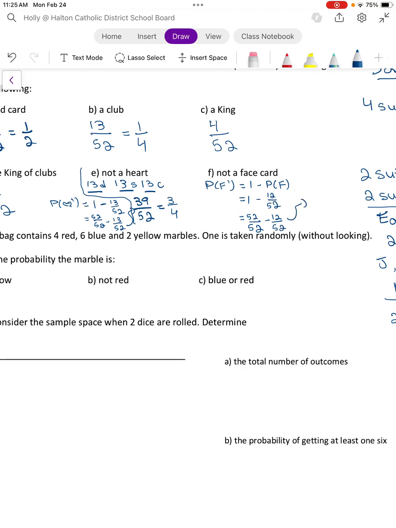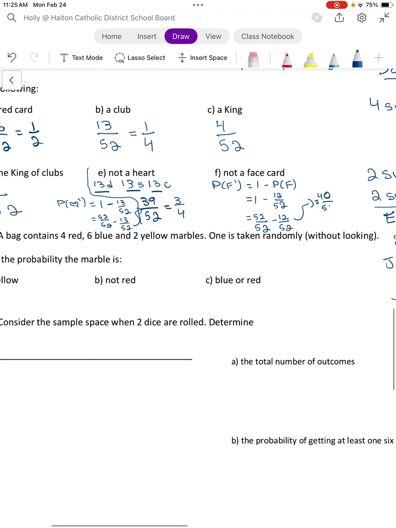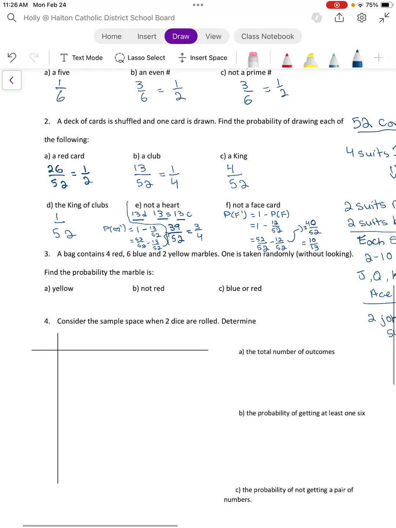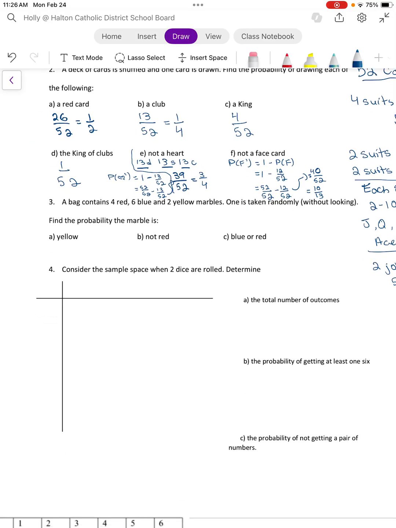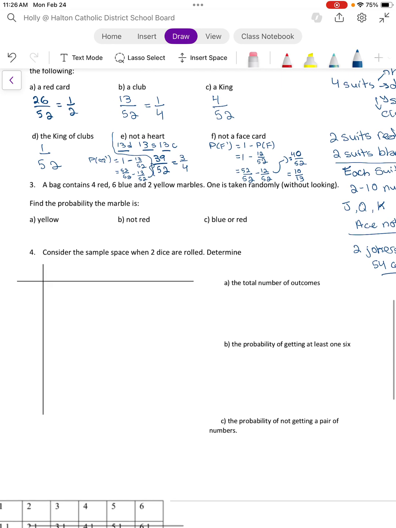And I'm ending up with 40 out of 52, which reduces to 10 over 13. You should always reduce if you can to make sure you get full marks. Okay, so you'll see there'll be a lot of questions involving cards throughout this course. So get familiar with that and what the cards look like in a deck of cards.